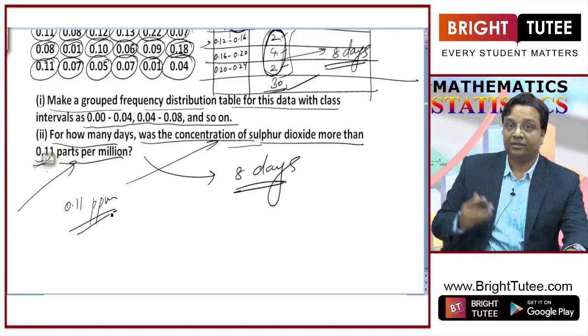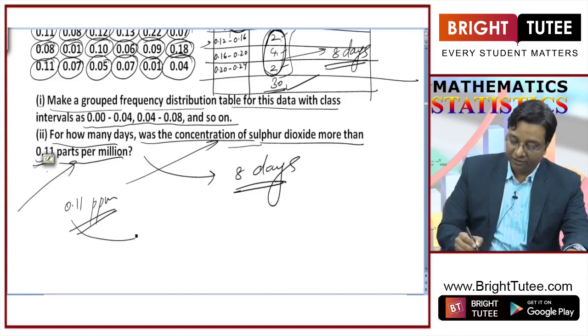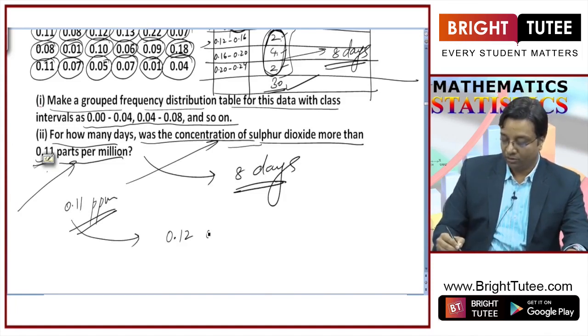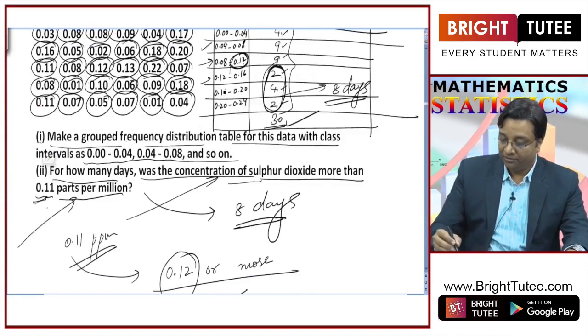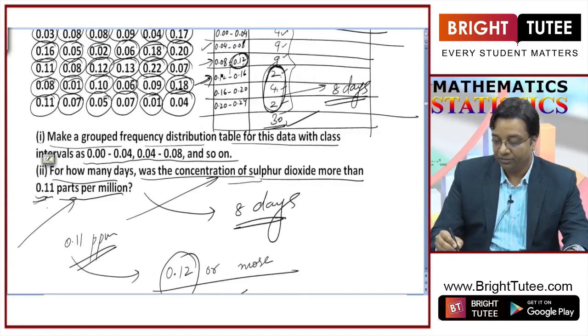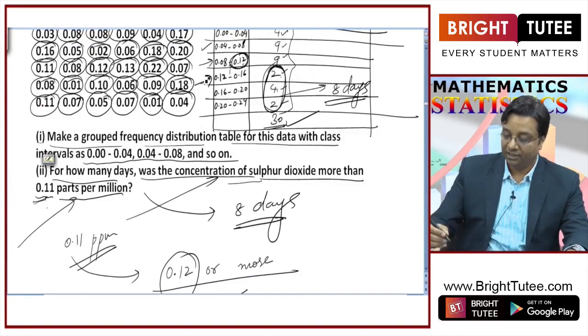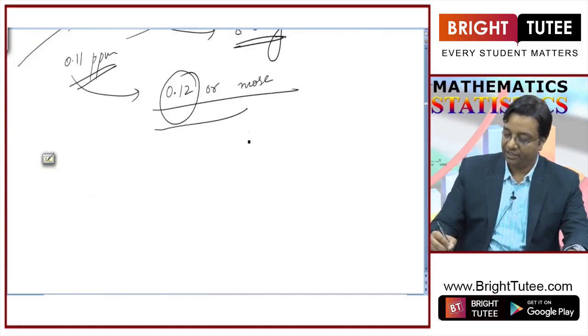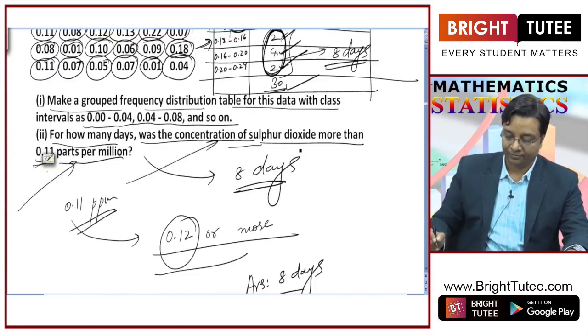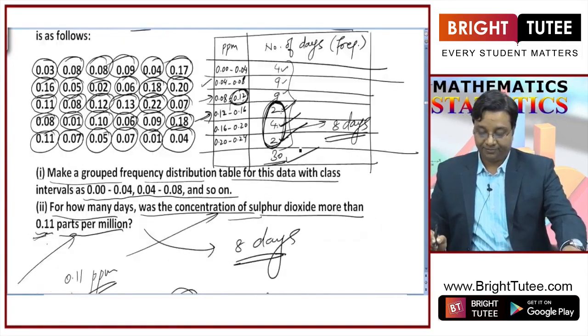So what I did here was, more than 0.11 means you start with 0.12 or more, right? So the lowest can be 0.12. So I am starting with this lower limit of 0.12 and counting the entries which are above it. So 2 plus 4 is 6, plus 2 is 8. The answer is 8, right?